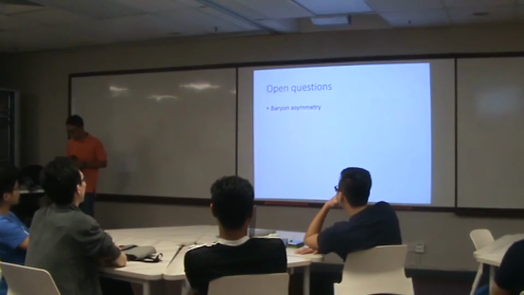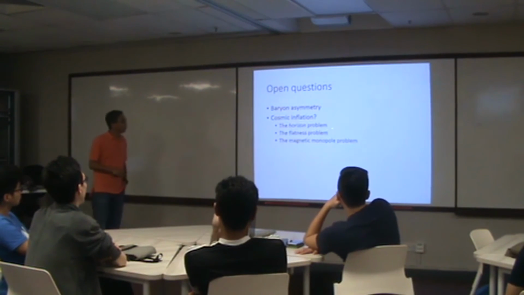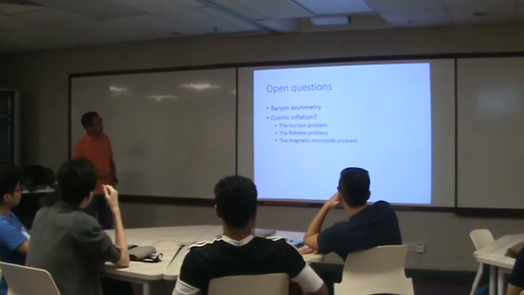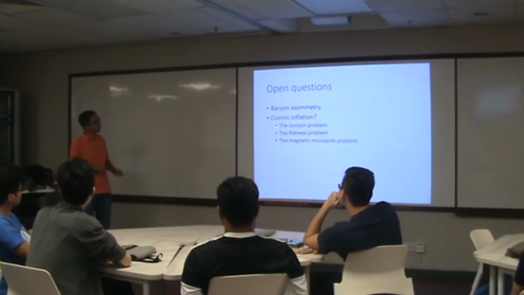Here are the open questions. We don't know why the baryon asymmetry. There are a few problems that can be explained, for example, the flatness problem. We seem to be flat, but we don't have understanding on that. But there's one model that can account for that.